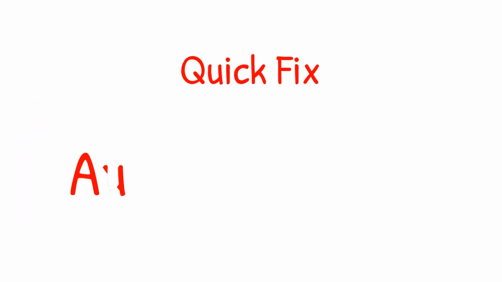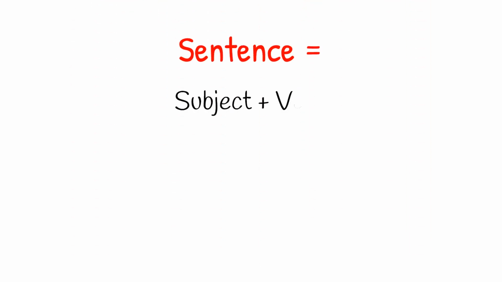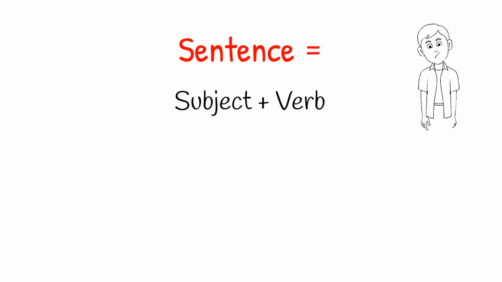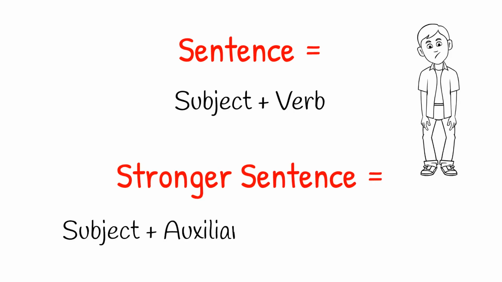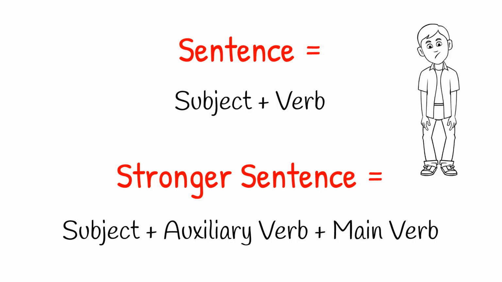In this quick fix, we're going to be looking at auxiliary verbs. Now we know that a sentence can be as simple as two words, a subject and a verb. When we have an independent clause like that, you usually have a fully functioning sentence, though not really a great one. If you want to make your writing more complex and more attractive, you need to understand auxiliary verbs.